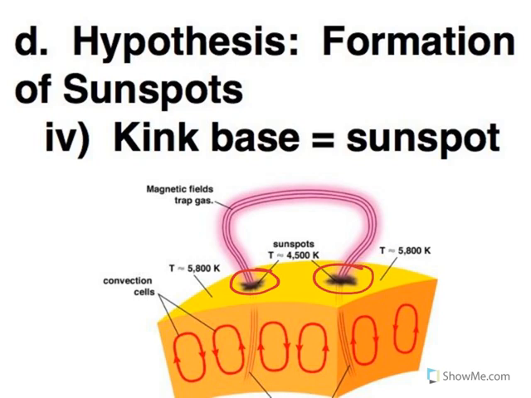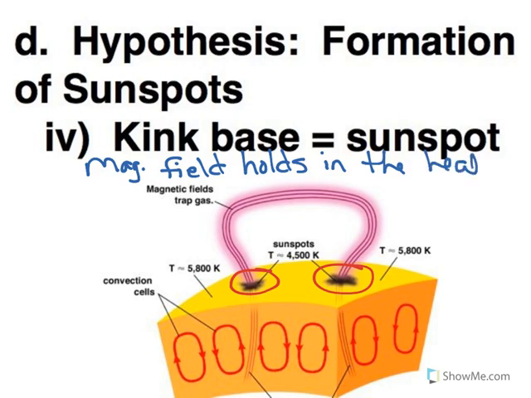is where we're getting the sunspot, because what's happening is that the magnetic field holds in the heat. So it's preventing the heat from the sun's interior from reaching the surface. And so it's making that little spot cooler. And of course, when things are cooler, it's going to look darker.